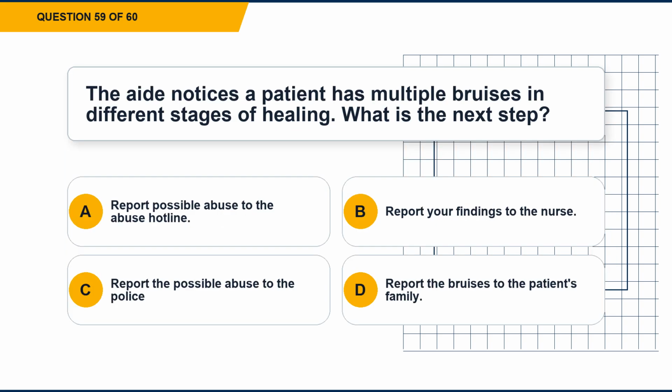Question 59. The aide notices a patient has multiple bruises in different stages of healing. What is the next step? Option A, report possible abuse to the abuse hotline. Option B, report your findings to the nurse. Option C, report the possible abuse to the police. Option D, report the bruises to the patient's family.